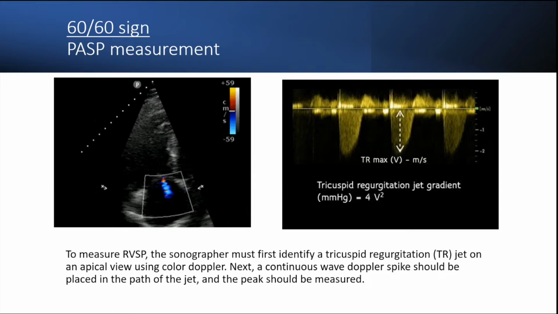The continuous wave Doppler cursor should be placed in the path of the jet, and then we can get this picture on the right. Then we can measure the peak velocity of the regurgitation. After we get the Tmax, we can calculate the tricuspid gradient by using this formula.